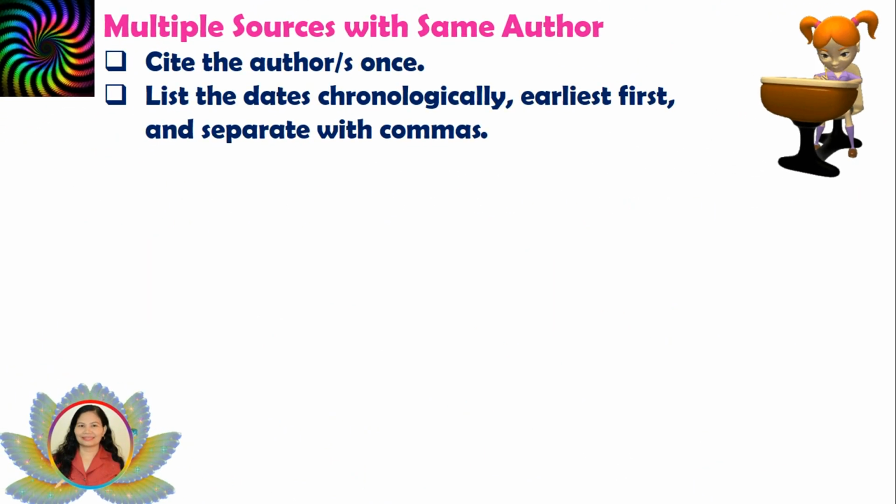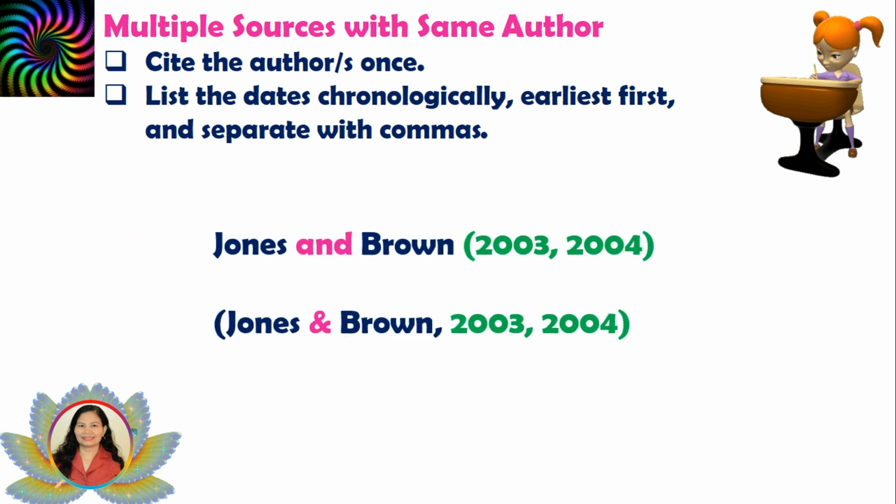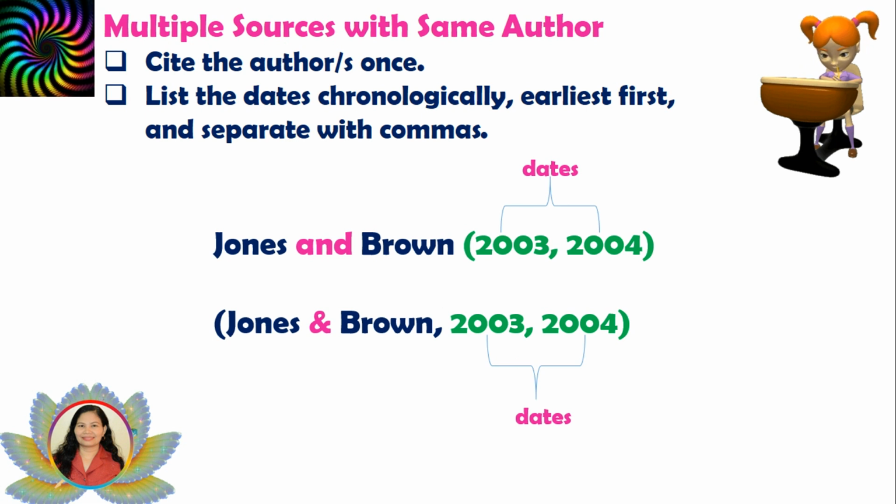Multiple sources with same author. Cite the authors once. List the dates chronologically, earliest first, and separate with commas.